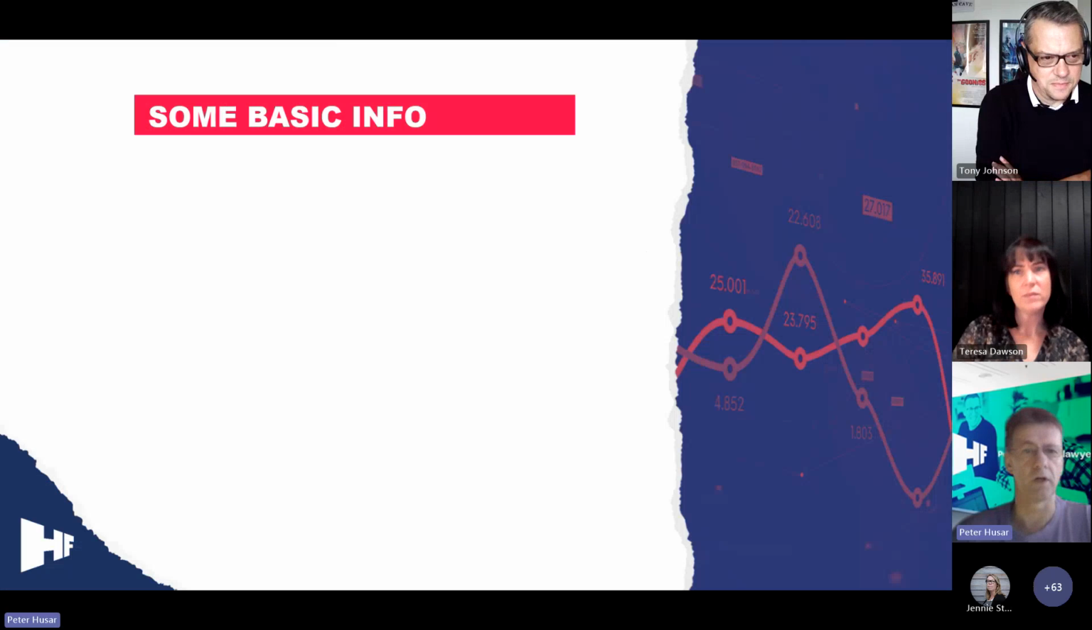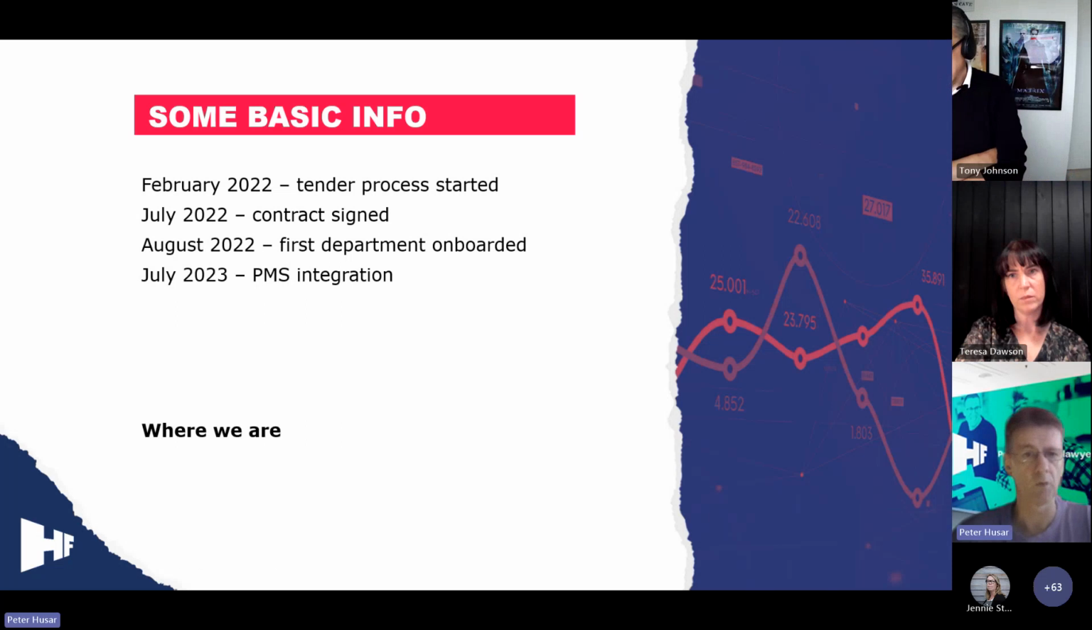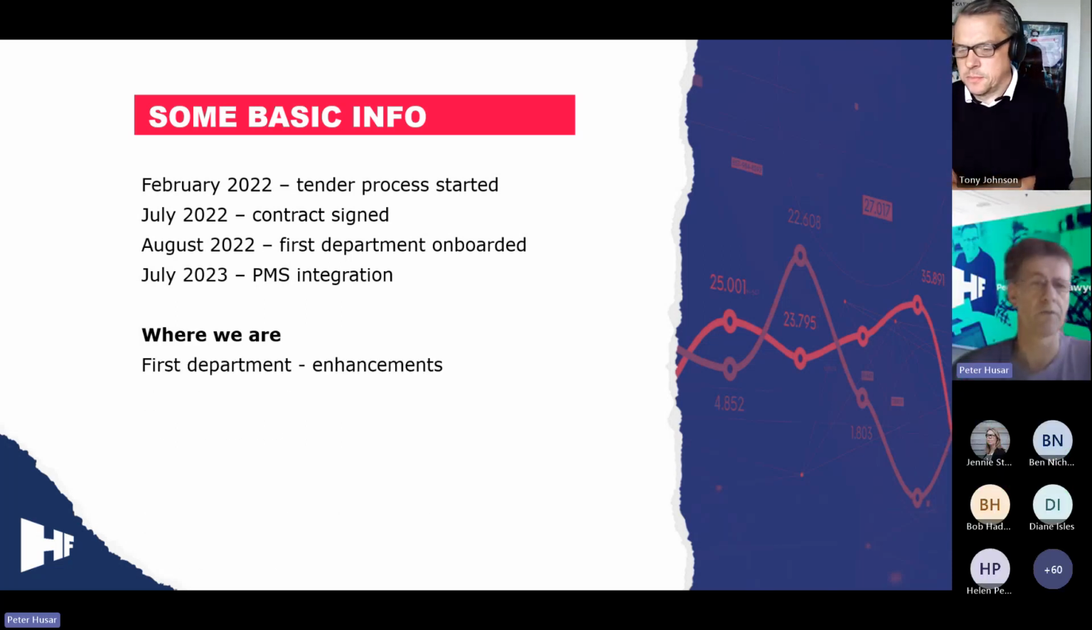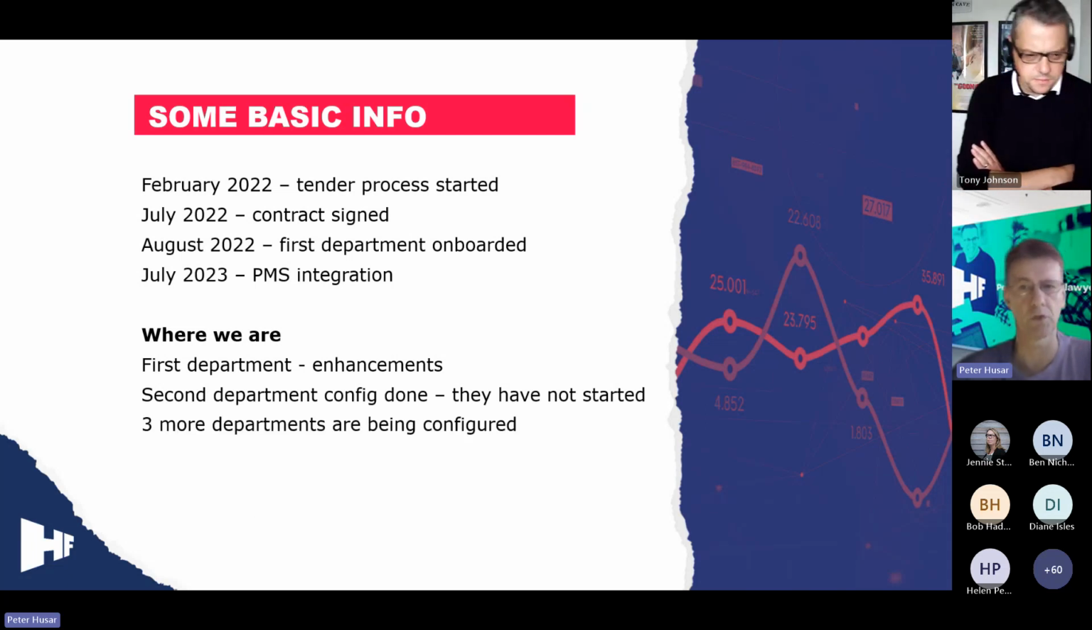Some basic info. We started the tender process in February 22. The contract was signed in July 22, and the first department was onboarded in August 22. This year in July, we did a practice management system integration with the finance system. Where we are now is that the first department has received quite a lot of enhancements, and we will surely enhance it even more. The second department configuration is already live. They have not started yet, and there are three more departments which are being configured.